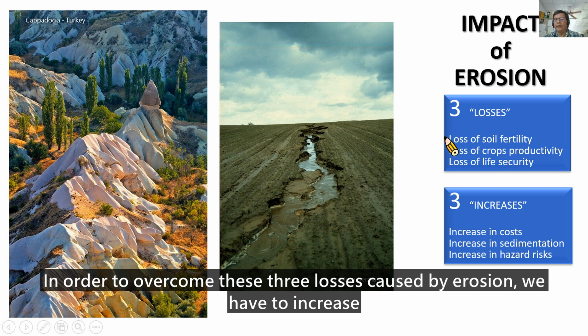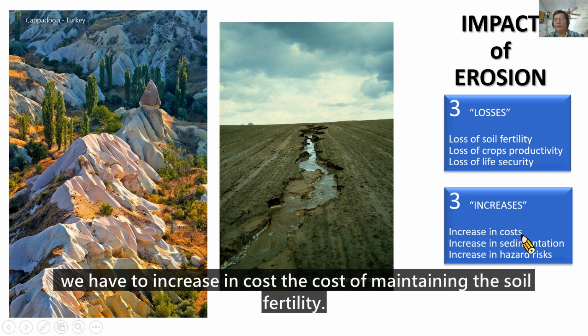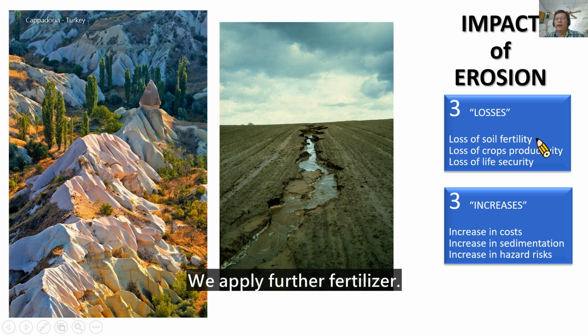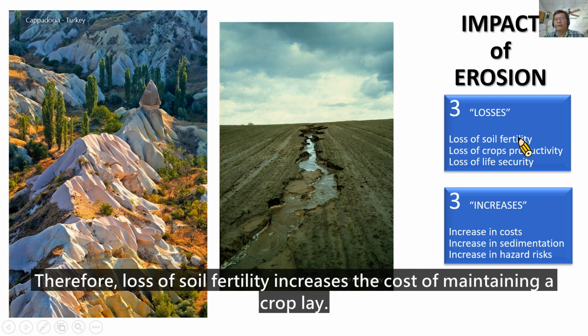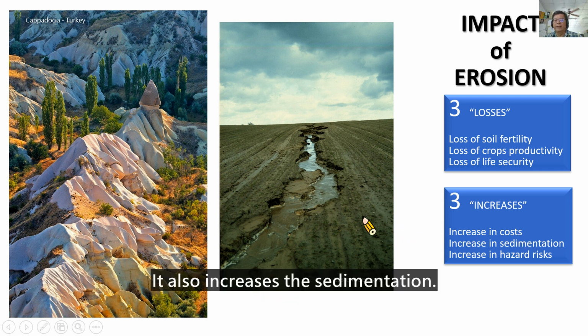In order to overcome these three losses caused by erosion, we have to increase the cost of maintaining the soil fertility. We apply further fertilizer. We even bring soil from elsewhere to fill the rills, to fill the gaps the rill generates, in order to return the soil fertility. Therefore, loss of soil fertility increases the cost of maintaining a cropland.